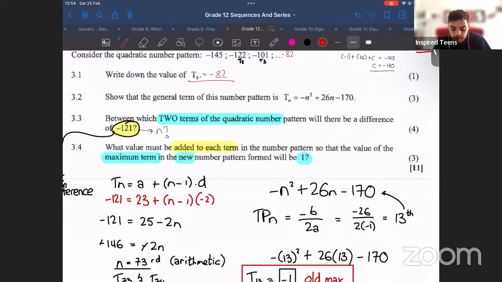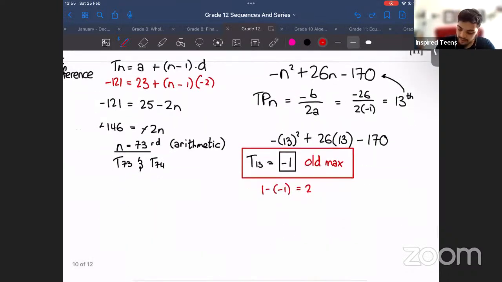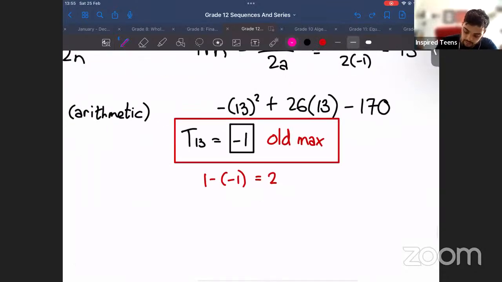So what value must be added to each term so that the value of the maximum in the new pattern formed will be 1? So if you're going to add 2 to the maximum, you could add 2 to every single term in that pattern, and the maximum would be 1. Okay, does that make sense? You can't add 3 to each term, because then it's going to make the maximum bigger than 1. They want the maximum to be 1. Sorry, new max must be 1.